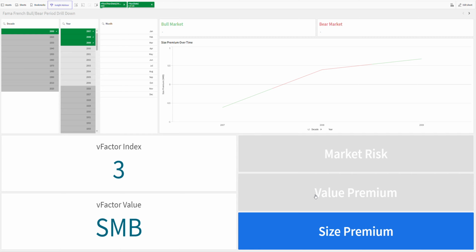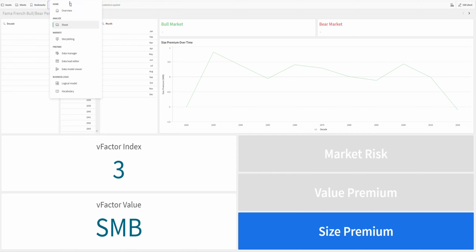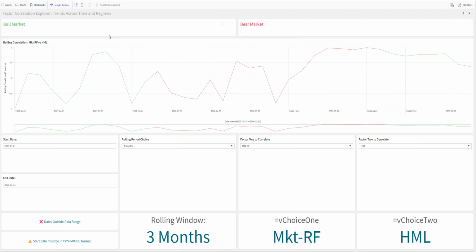All right, let's go to the second dashboard. Okay, reminder, clear your filters. The second dashboard is titled Factor Correlation Explorer: Trends Across Times and Regimes. Now let's explore the factor models and how they relate to one another during the financial crisis. In this dashboard, we will focus on the relationship between market risk premium and value, looking at how those factors moved from 2007 to 2009.